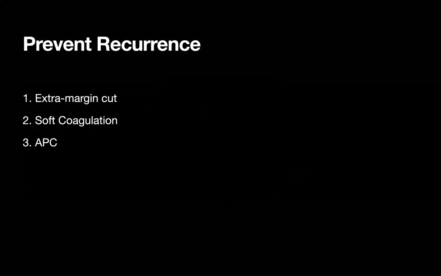So how do we prevent any recurrence? Do we cut more and take off normal tissue? Do we use a snare tip or soft coagulation of the edge? Or is there any role for APC of the edge? All right. Sylvia, you want to talk about it?